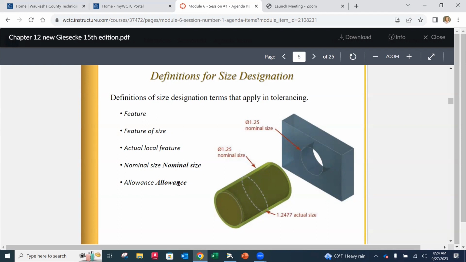But you can also have what we call a negative allowance, or an interference. What that means is we're now intentionally having the material wanting to occupy the same space. And sometimes we want that. Sometimes we want what we call a light press fit or even a heavy press fit, so that when we press them together, those parts don't move relative to one another anymore. They're going to be right there.